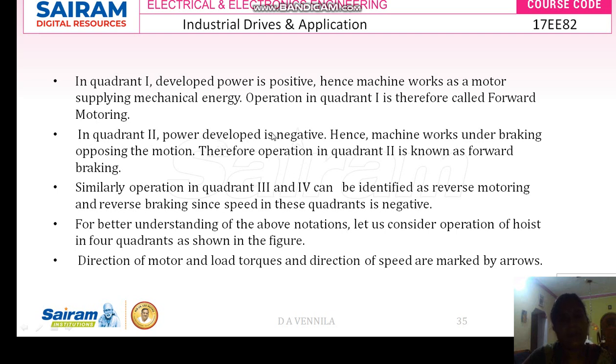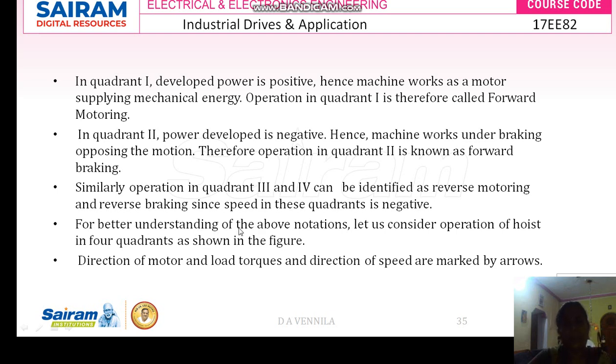In the second quadrant the power developed is negative, because the second quadrant is braking. As I said, for braking the power will be negative, hence the machine works under braking, opposing the motion, so the second quadrant is forward braking. Similarly, the third and fourth quadrants are reverse motoring and reverse braking, since in both the speed is negative. In the fourth quadrant the torque is positive and the speed is negative.